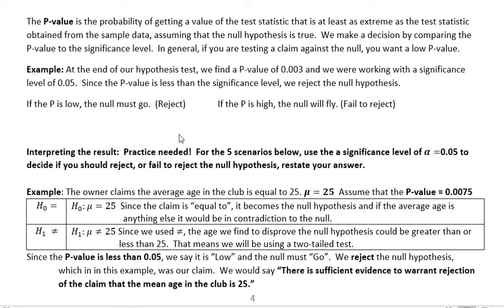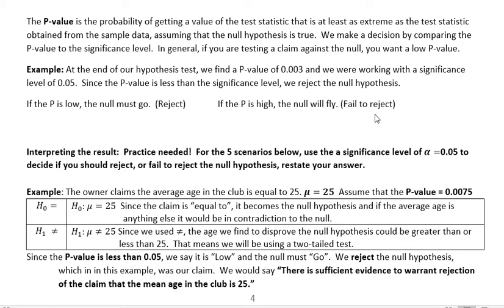And here's a little thing to help you remember this. If the p is low, the null must go. That is, we reject the null hypothesis. If the p is high, the null will fly. That is, we fail to reject the null hypothesis.